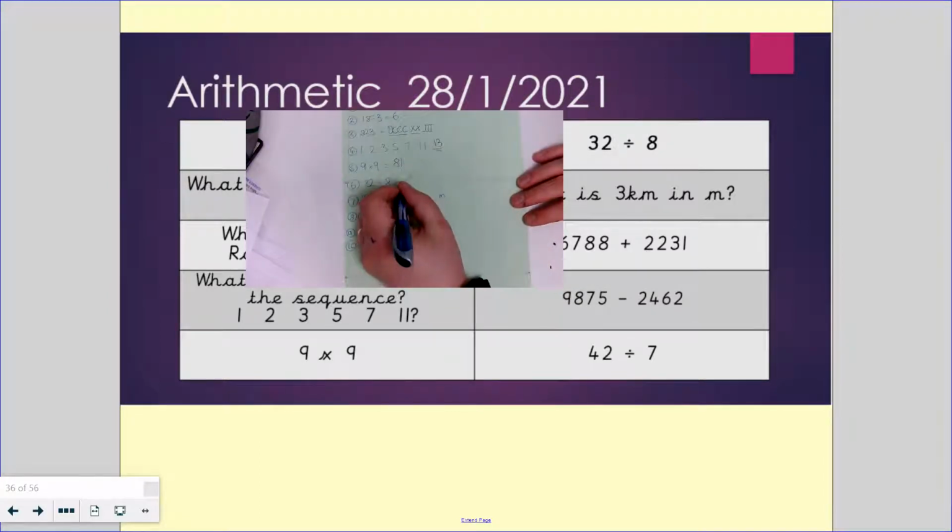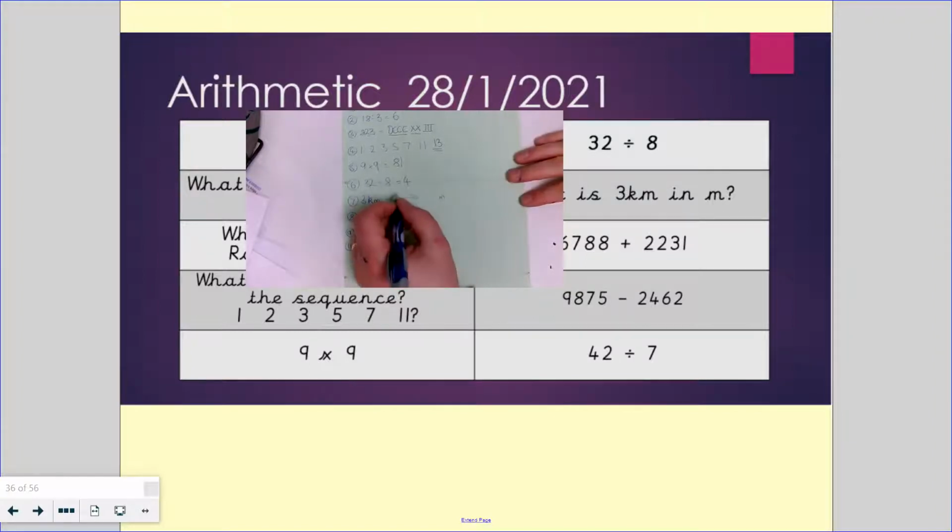9 times 9, you should know your times tables, is 81. 32 divided by 8 is equal to 4. Now, 3 kilometers into meters. If we are converting kilometers into meters, we need to multiply by 1,000 because there are 1,000 meters to every 1 kilometer. So 3 multiplied by 1,000 gives us 3,000 meters.